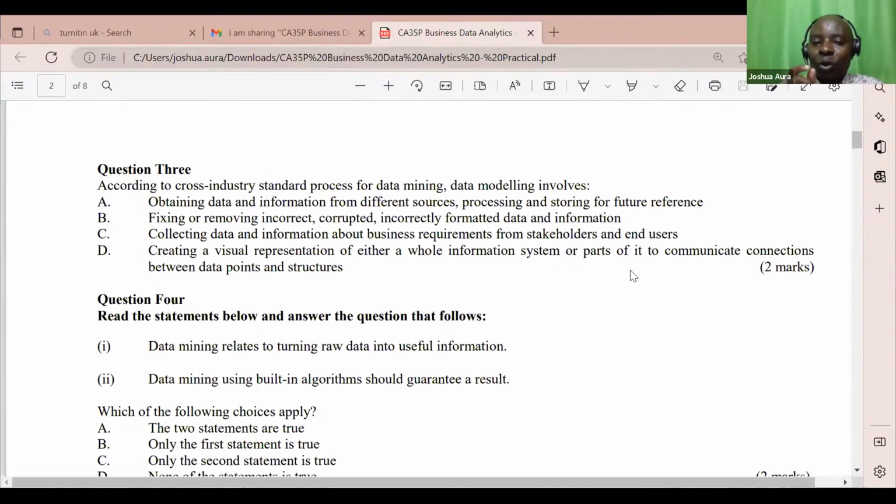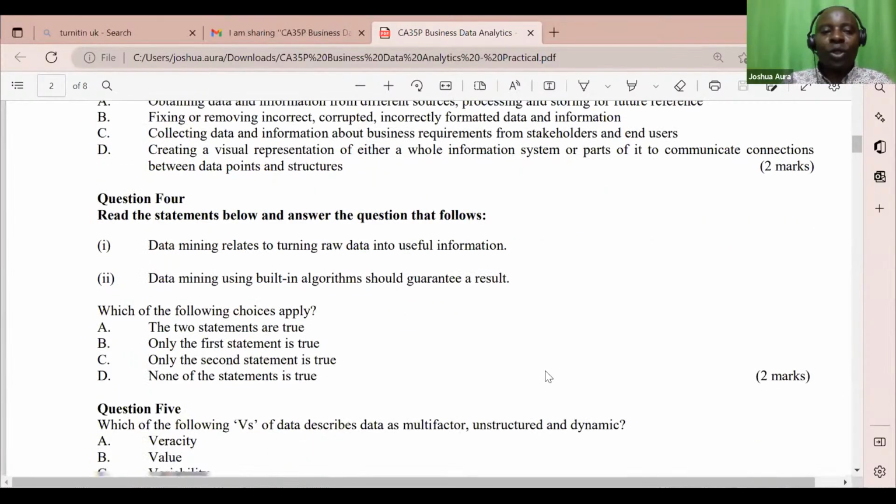Because like now, I'm going to look at each of those 6 components of the CRISP model. But before I do that, through guesswork, look at question 4. This is pure guesswork.